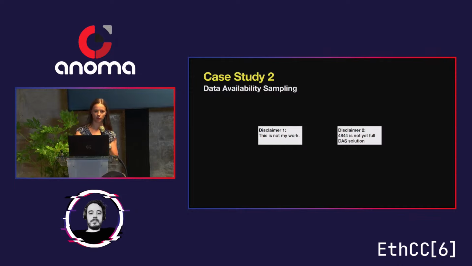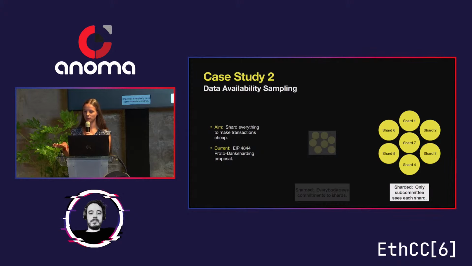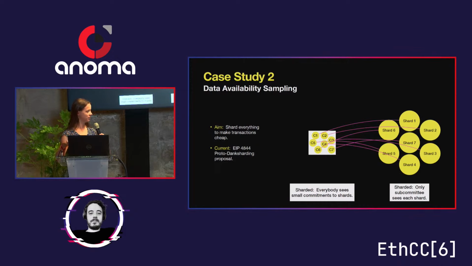Okay, so rather than having one block which everyone verifies, instead we can shard everything so that only subcommittees see each shard. We're still going to have it such that there are some consistency checks, and the way that this is going to be done is that everybody is going to see small commitments to each of the shards, but they won't see the full data itself.